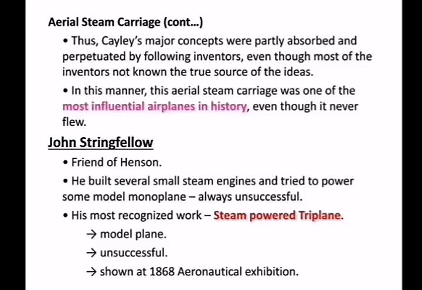And then we are moving to our next inventor, John Stringfellow. He was a friend of Henson. He built several small steam engines and tried to power some model monoplanes, but they were always unsuccessful. His most recognized work was the steam powered triplane. This was a model plane only. Like other monoplanes of Stringfellow, this was also unsuccessful. But it was shown at the 1868 first aeronautical exhibition. That's why it got some popularity at that time.